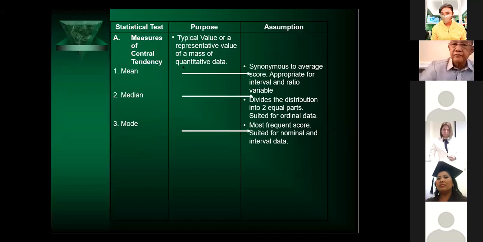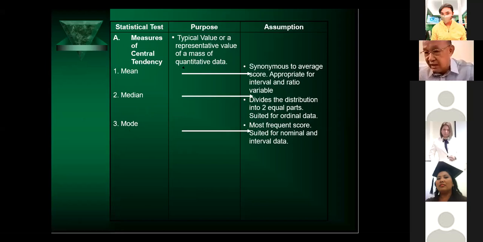Ito yon. For descriptive statistics, kung ang study mo is focused on description of phenomena, no? So, ang gagamitin nating descriptive statistical test is measures of central tendency. You use the measure of central tendency when the purpose of the study is to identify a typical value or a representative value of a mass of quantitative data. Tatlo po ang pwede nating pagpilian. The arithmetic mean, median, and mode. Lahat ito ay measures of central tendency.